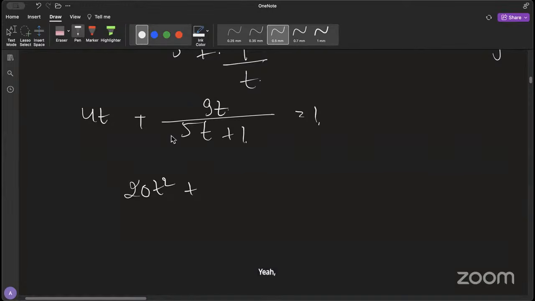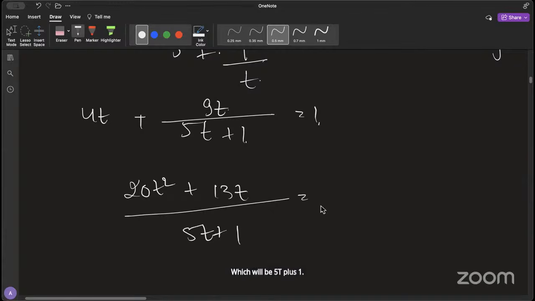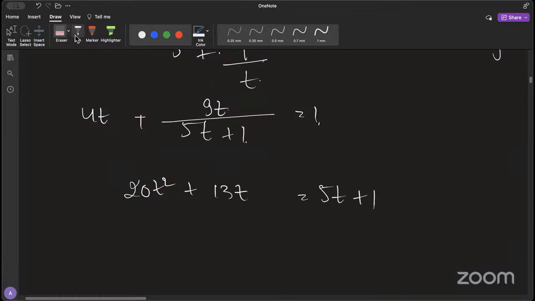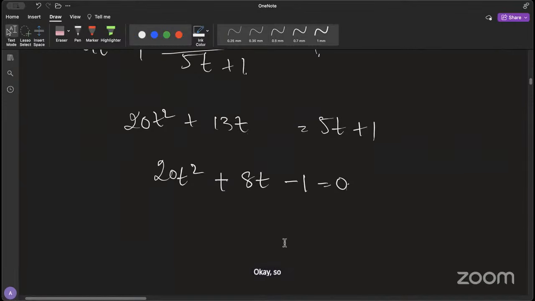Yeah, 4t plus 9t, we'll have 13t, and this will be 5t plus 1 equals 1. So on that side, you'll have 5t plus 1. And this will give us 20t square minus 8t plus 8t minus 1 equals 0, right? So now this is just a quadratic equation.